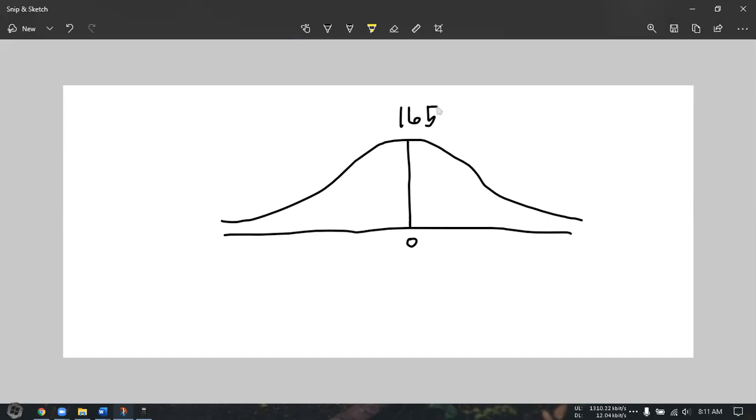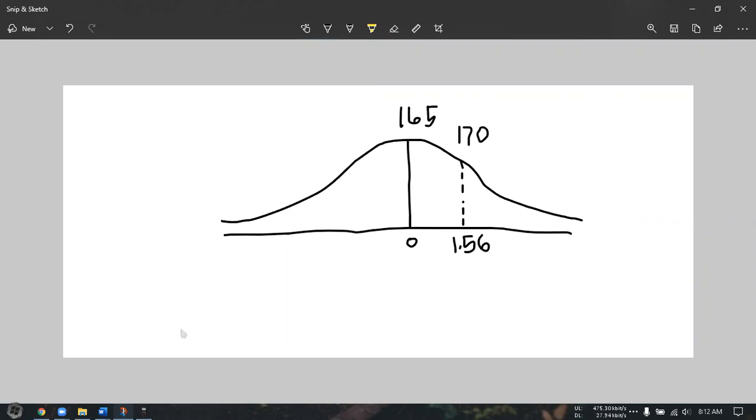For example, 170 is greater than 165 and its z-score is positive. So just put 170 somewhere on the right side of 165. Just approximate its position. So let's say somewhere here, 170, and its equivalent z-score is 1.56.